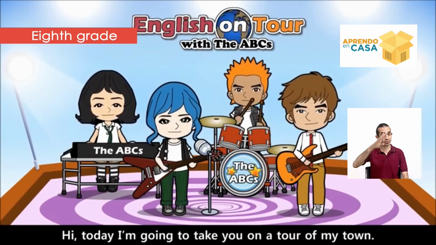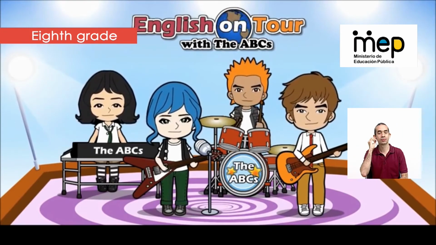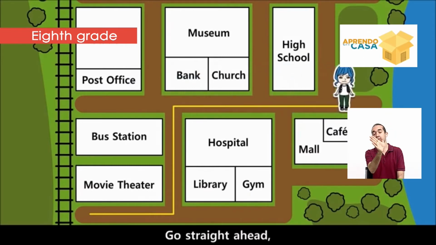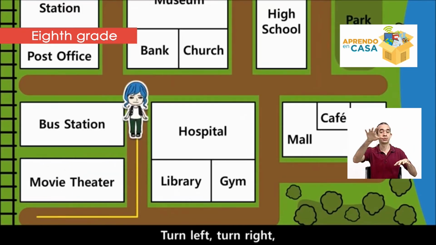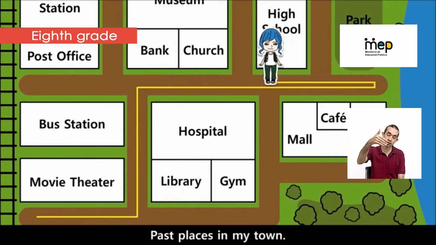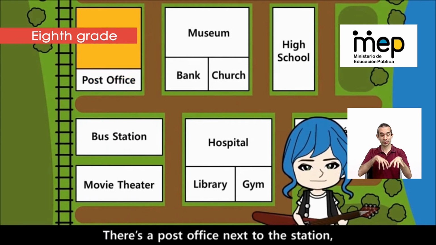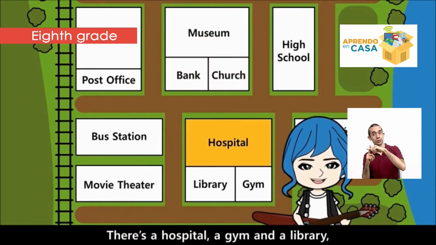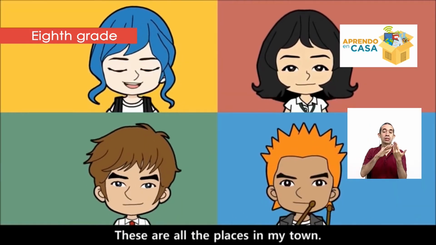Hi. Today I'm going to take you on a tour of my town. Turn left, turn right. Go straight ahead. Up the street, then back down past places in my town. There's a post office next to the station. There's a museum, a bank, and a church. There's a hospital, a gym, and a library. These are all the places in my town.